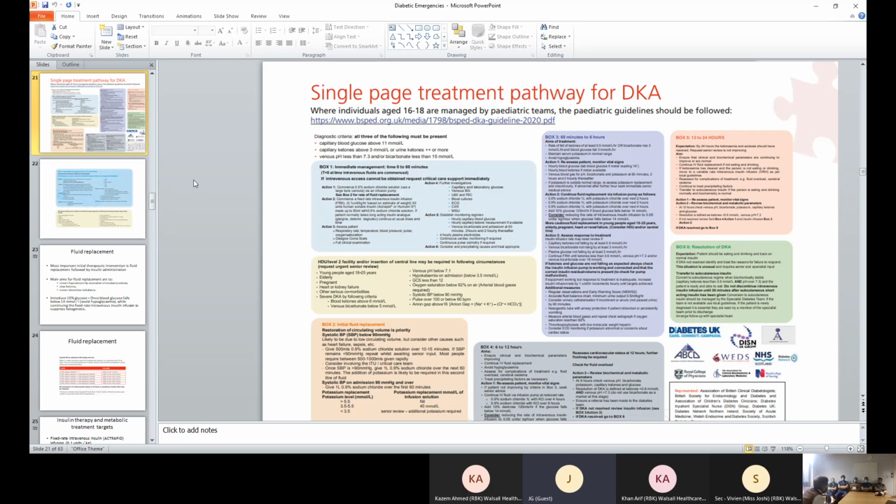That's simple. So step 1 is establishing the diagnosis. I told you about DKA, so you are establishing the diagnosis.